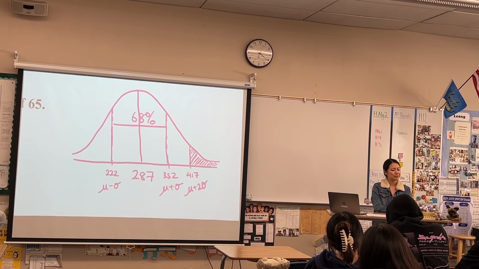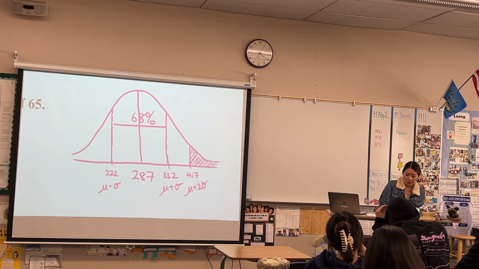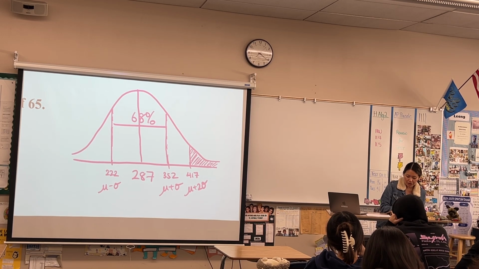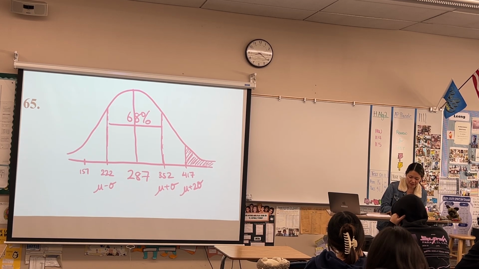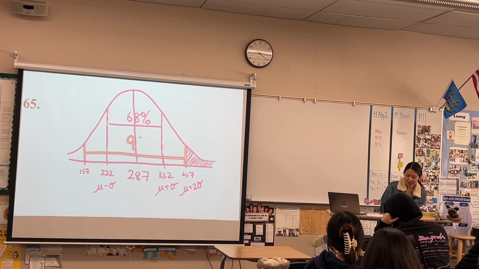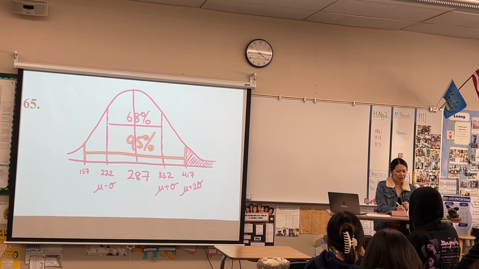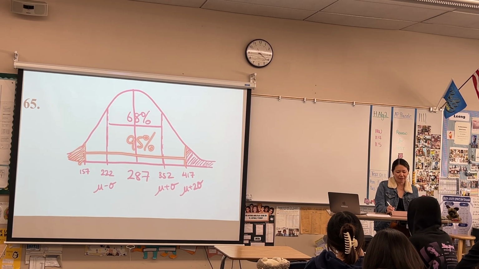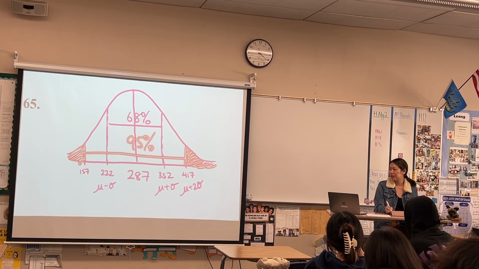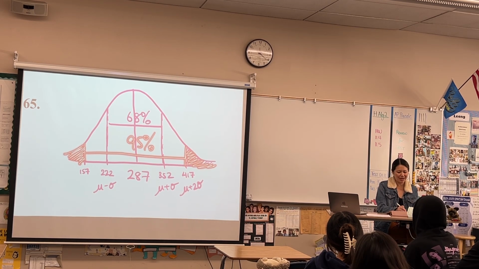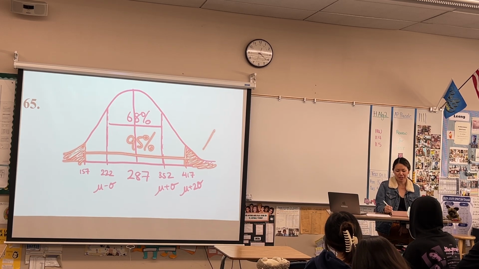Now, I know if I were to go down 2 standard deviations, this would be 157. I know from here to here is 95%, right? So I take 2 standard deviations away from the mean. So I know that 5% is left on the outside, 100 minus 95. So combined, these two should add up to 5%. So how do I just get this top part?